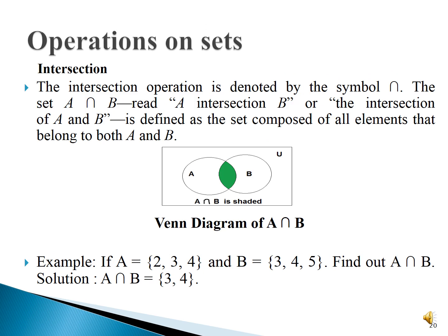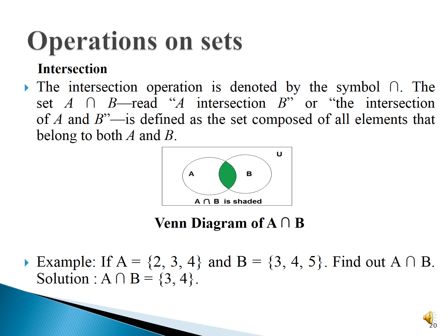The next type of operation is intersection. The intersection operation is denoted by the symbol ∩. You can see the symbol. The set A ∩ B is read as A intersection B, or the intersection of A and B. It is defined as a set which is composed of all elements that belong to both A and B.